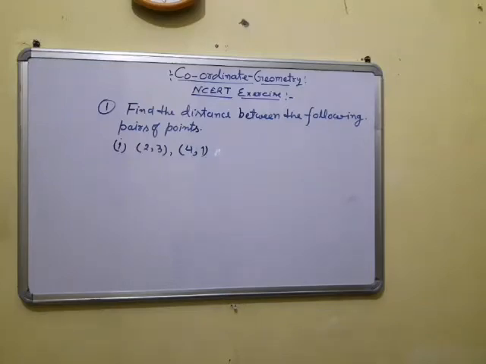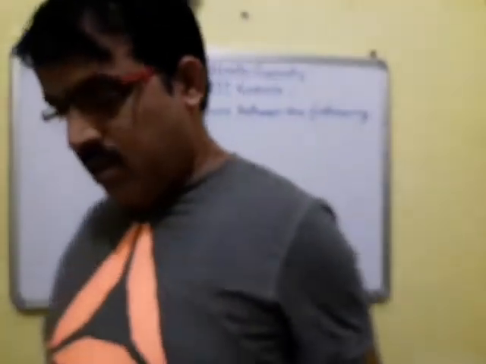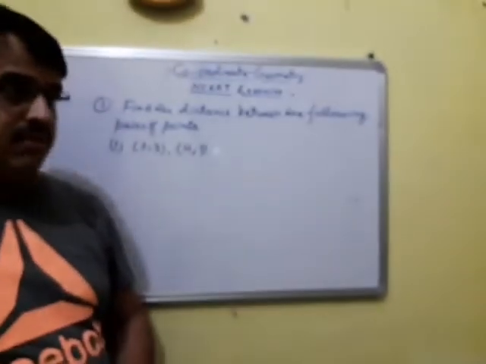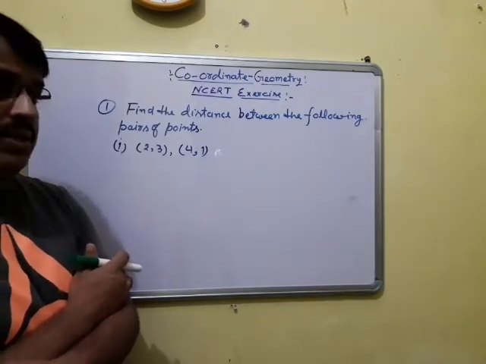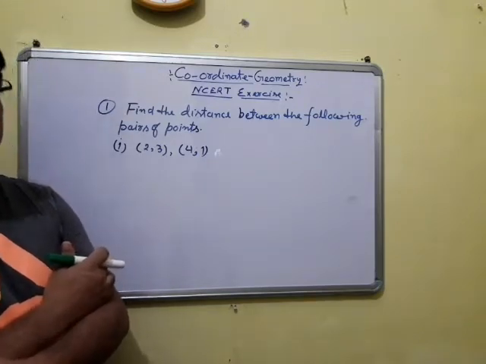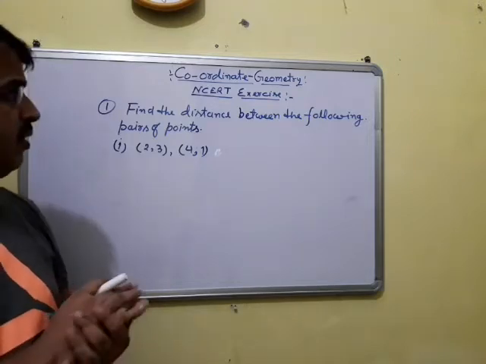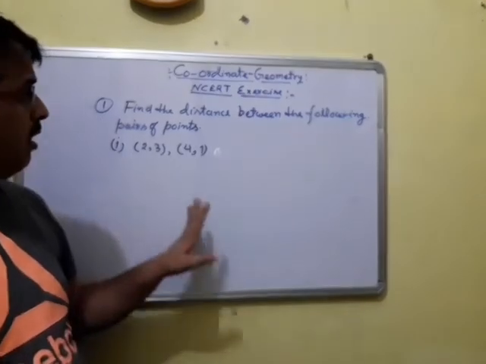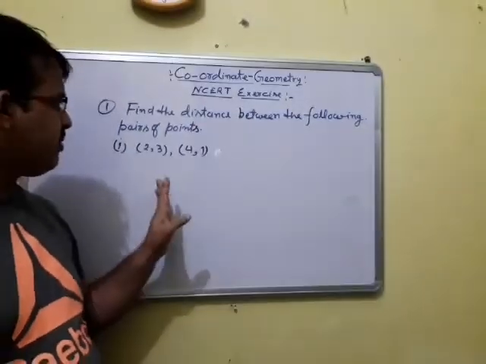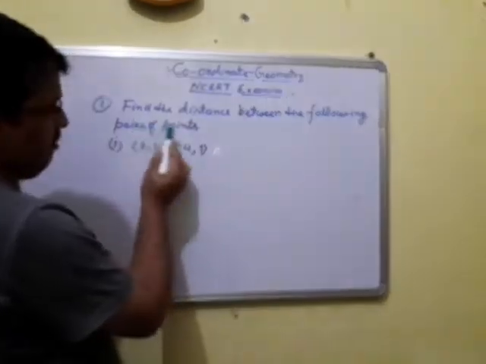Dear student, now your chapter is running. In the previous video we discussed the distance formula, section formula and midpoint formula. Now we discuss the NCERT questions of coordinate geometry. Here the first question is: find the distance between the following pairs of points.